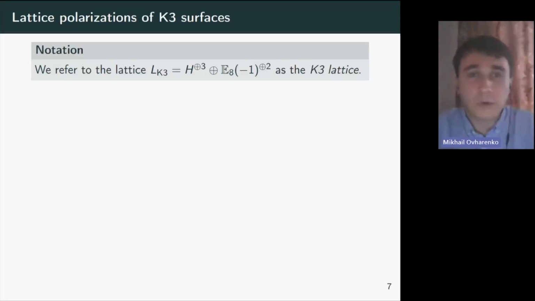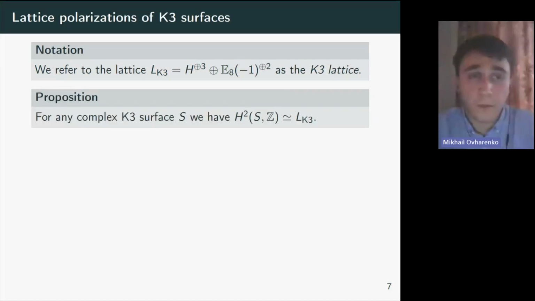First of all, we would call the lattice of three copies of the standard hyperbolic plane plus two copies of the negatively defined lattice E8 the K3 lattice. And there is a standard result that for any complex K3 surface S, its second integral cohomology as a lattice is isometric to the K3 lattice, but of course in a non-canonical way.